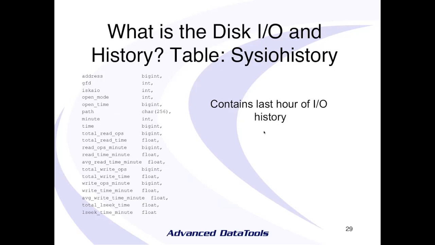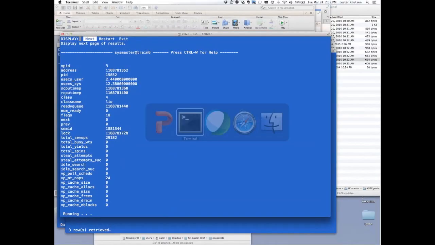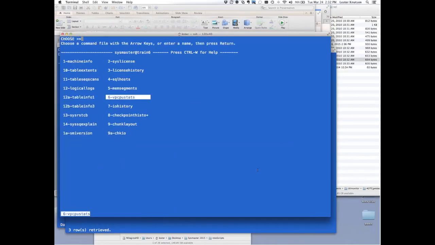Another one I really like is sysiohistory. And this is only in version 12. It's not in version 11. This gives you the last hour of I/O by chunk, so you can see how much time and what your write times are by chunk. And let me just run this up.